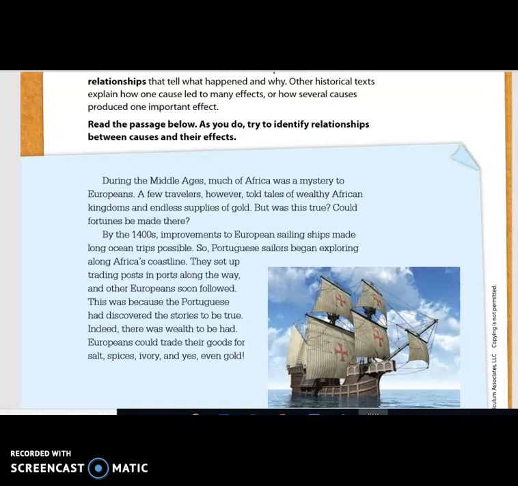So we're looking at what is the cause of Europeans traveling to Africa. And our answer was that some travelers told the Europeans that wealth could be made in Africa because Africa was a very wealthy continent and that kingdoms had endless supplies of gold. So that was their cause of wanting to travel to Africa and make a fortune there.